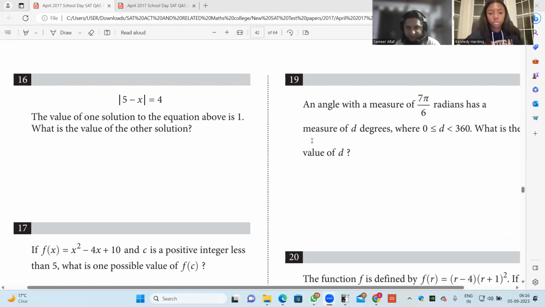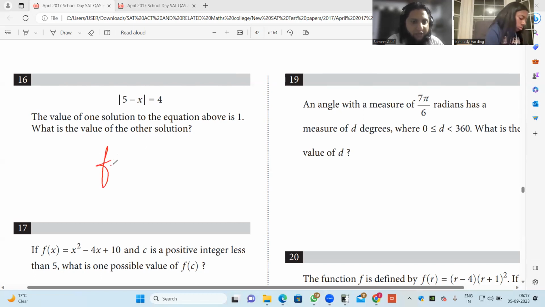Can you read this 19 first? An angle with the measure of 7 pi over 6 radians has a measure of d degrees, where 0 is less than or equal to d, which is less than 360. What is the value of d? Any idea about radians, what that is? No, I haven't. Okay, very simple.